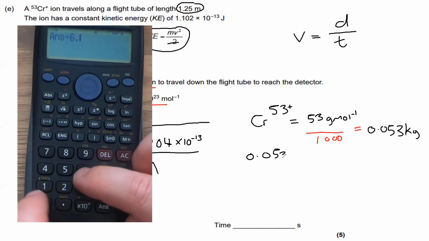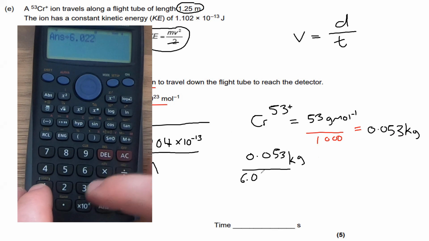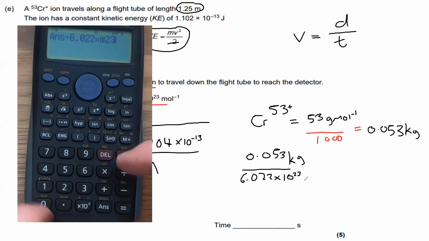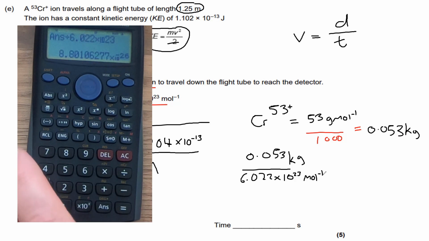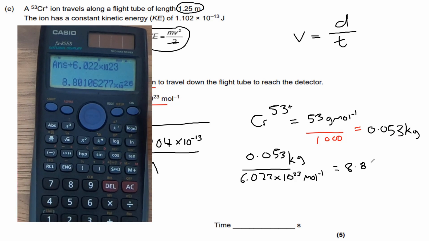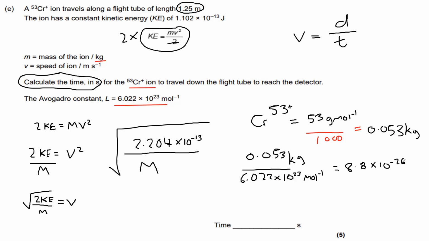Okay, so now we need to take the mass of 1 mole and divide it by Avogadro's constant. This will give us the mass of a single ion. It should be a really, really small number. And it is 8.8 times 10 to the minus 26.